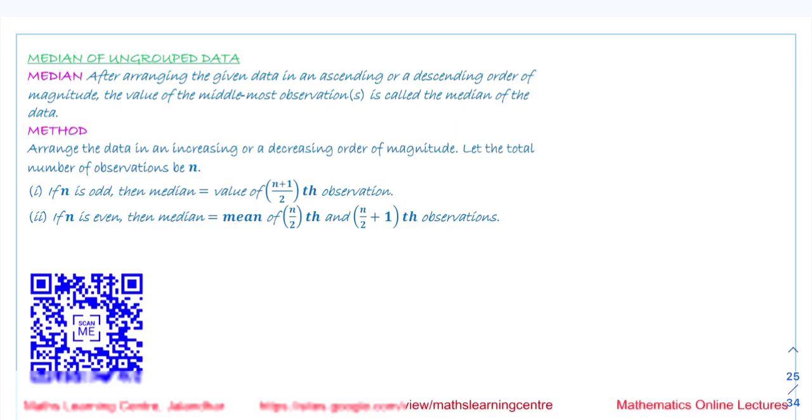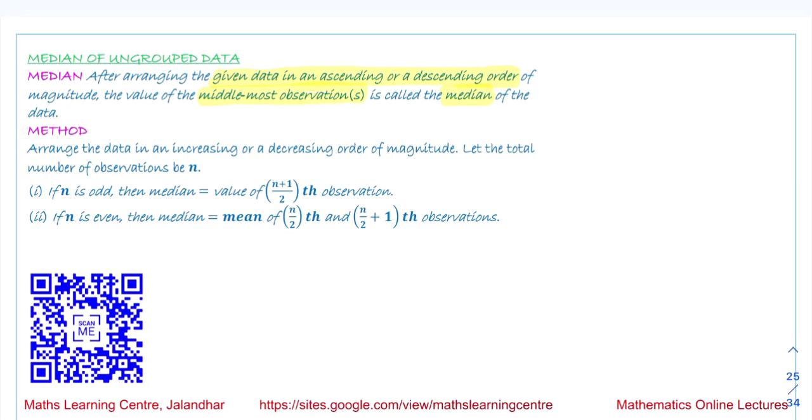Now next is the formula for the median of ungrouped data. So median: if some data is given to us in raw form and we arrange that data in ascending or descending order, this is very important, the first step is that we have to arrange the data in ascending or descending order. Then the value of the middlemost observation is called the median. So median means the mid value. So what is the method to find this mid value?